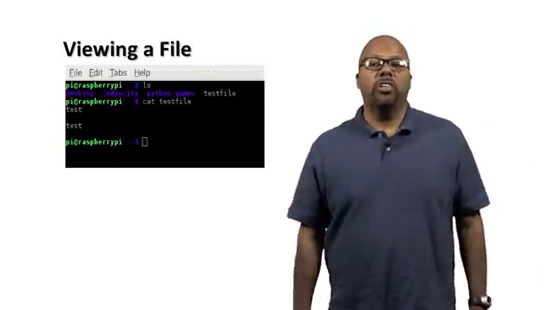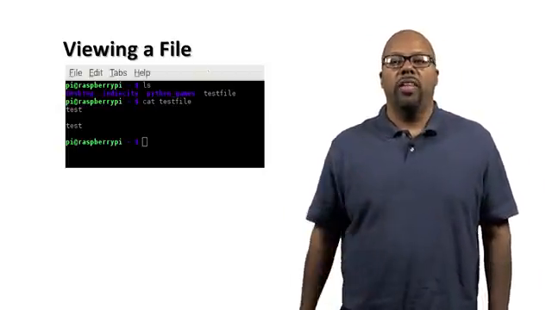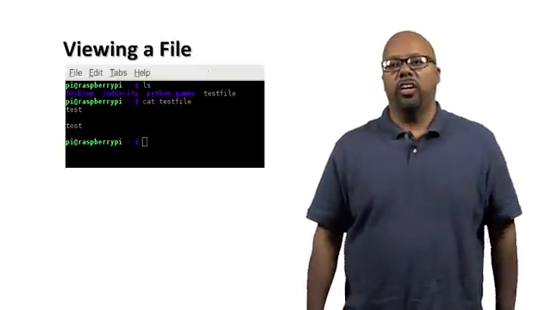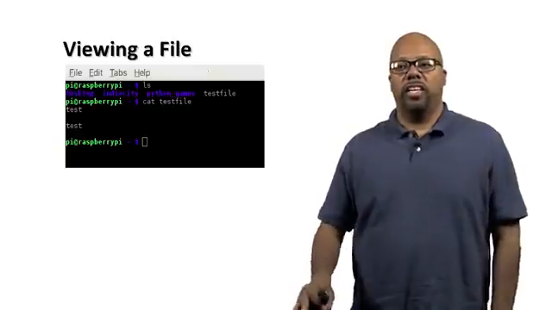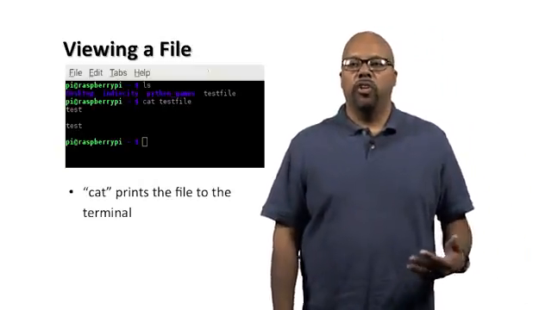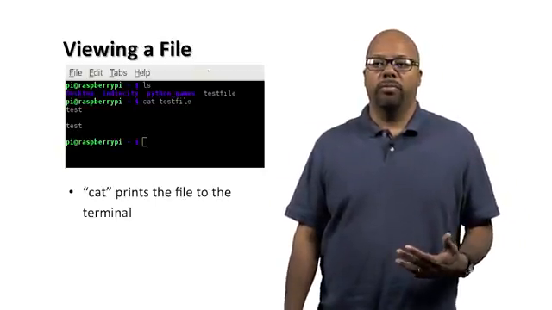But sometimes you don't care to do that, you just want to get a printout of the file. So you can use cat. Cat test file, and you can see it just prints out the contents of the file. Just some junk I put in a file. So cat is another way of viewing a file. Cat prints it to the terminal.